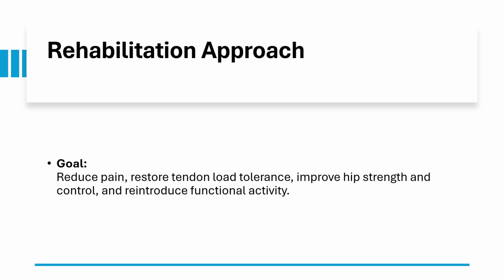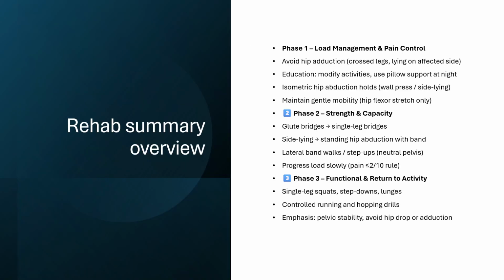Now, if a patient came in and we suspected gluteal tendinopathy, how can we treat it? So the main goal of the rehabilitation approach is to reduce pain, restore tendon load tolerance, improve hip strength and control, and reintroduce functional activity. Now let's look at how we would rehabilitate a gluteal tendinopathy problem. We split it into 3 phases.